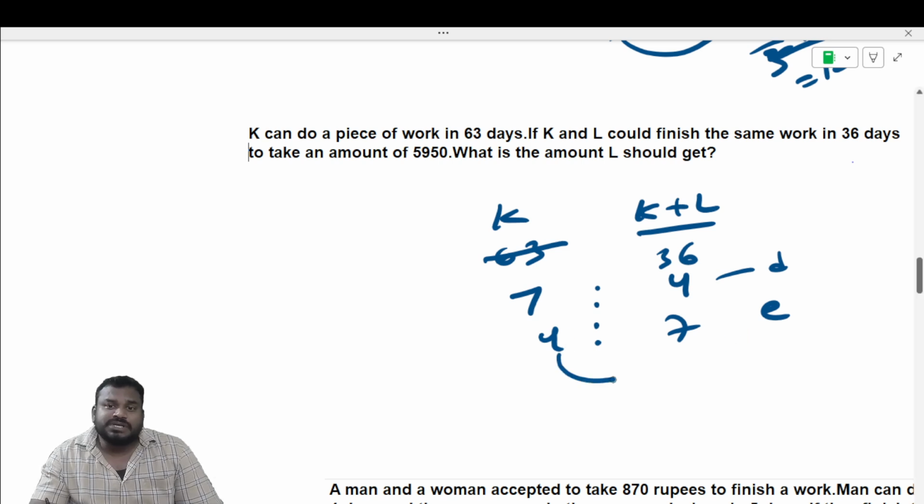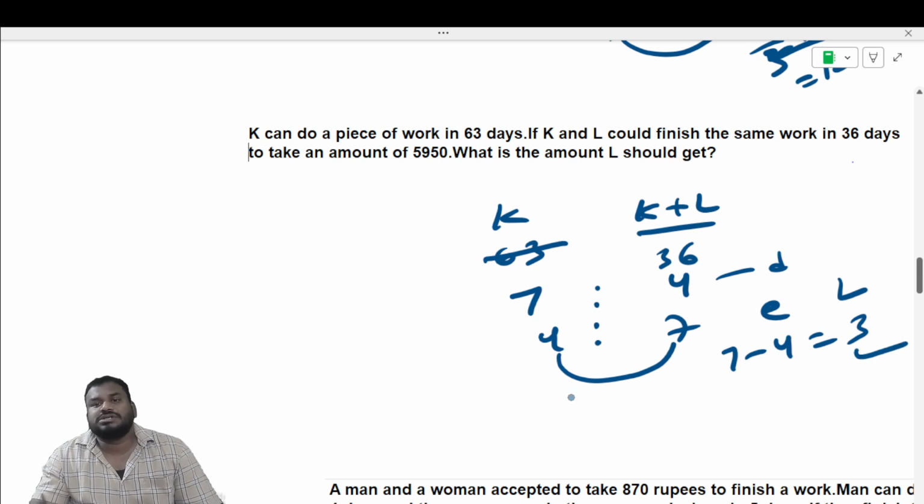See, from these two, L's capacity is 7 minus 4, which is 3. So 3 belongs to L. So using this L capacity, to finish K and L together, they took 5950 for 36 days. So 5950 is calculated for 7 parts. If 7 parts is for 5950, how much is 3 parts?